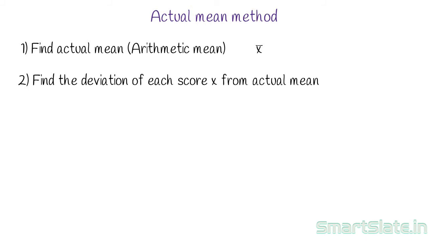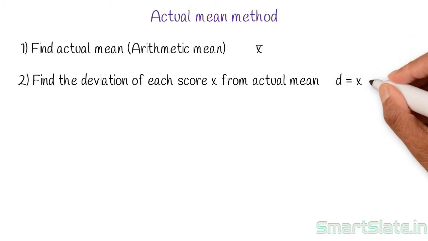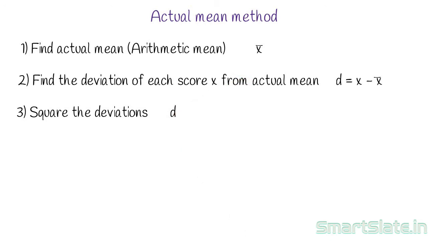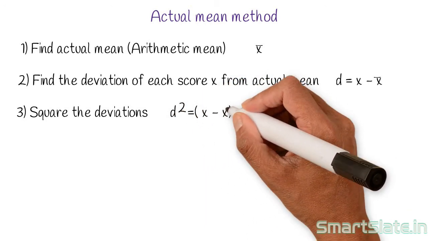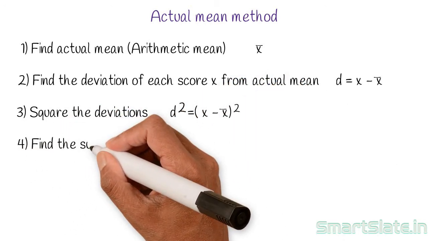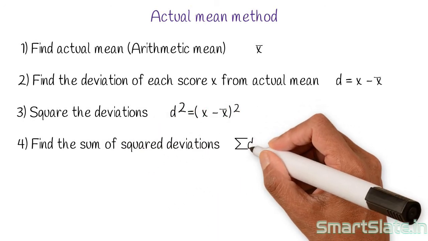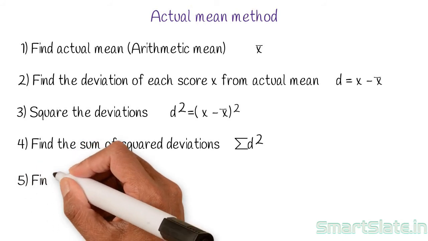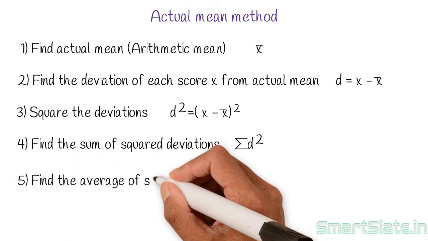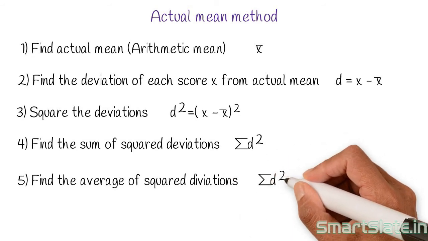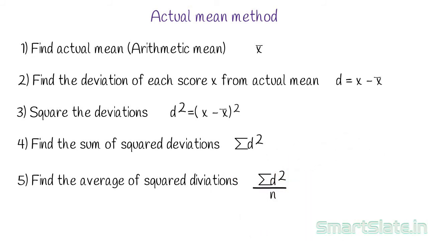If d is the deviation, then d is equal to x minus x bar, where x bar is the actual mean. Third step is square the deviations. Find d square. Fourth step is find the sum of squared deviations, that is sum of d square. Fifth step is find the average of squared deviations. This is nothing but the variance. It is sum of d square by n, where n is the number of scores in given data.